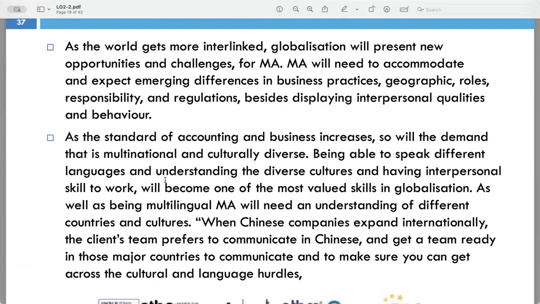Globalization, because of the increasing interconnectedness of the world, will bring about new opportunities. There are both opportunities and problems for management accounting, in addition to demonstrating interpersonal traits and behaviors. MA will be required to accept and anticipate coming variances in company processes, geographic location, roles, responsibilities, and legislations. In tandem with the rising standards of accounting and businesses, there will be accompanying growth in demand.